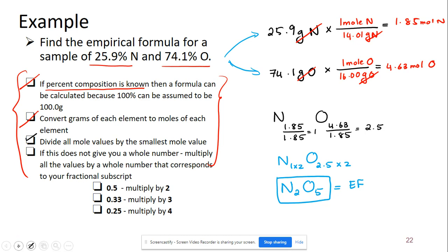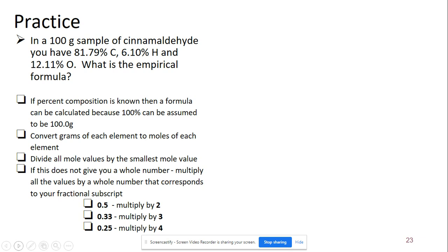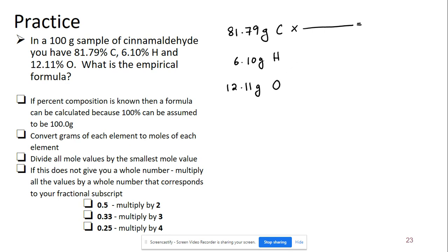Okay, so let's do this again. Second problem. In a 100-gram sample of cinnamaldehyde, you have 81.79% carbon. Remember, percentages out of 100 can be directly translated into grams. So you have 81.79 grams of carbon, then 6.10 grams of hydrogen, and 12.11 grams of oxygen. So this is going to be converted to moles, and this is going to be converted to moles.